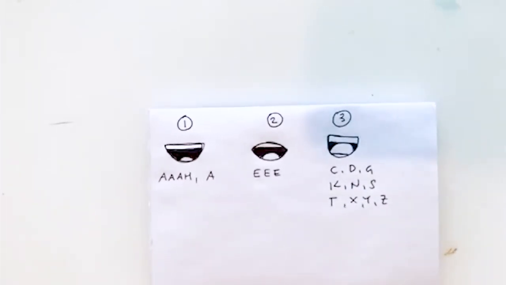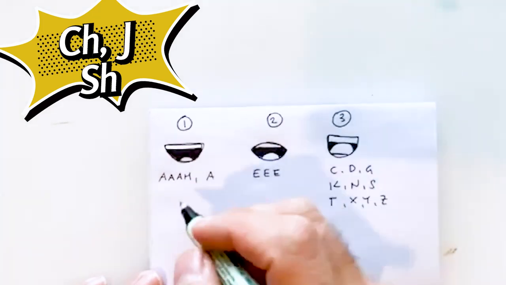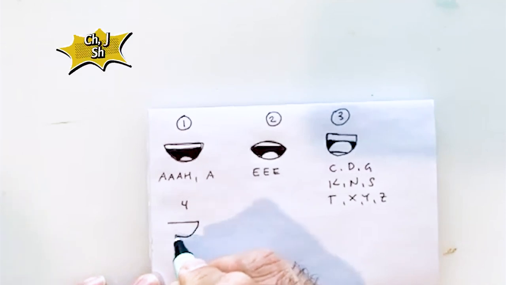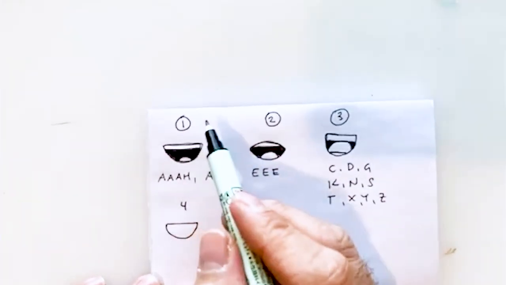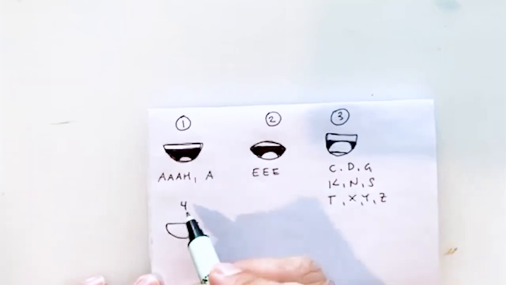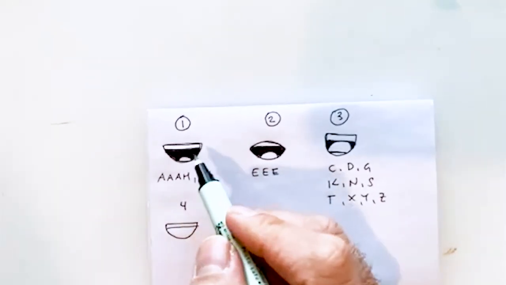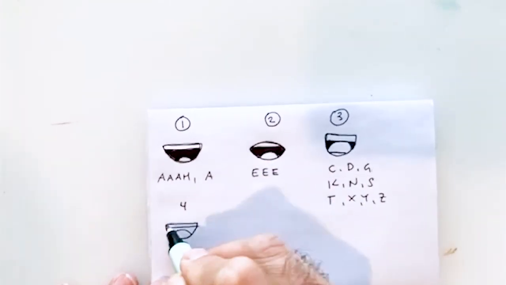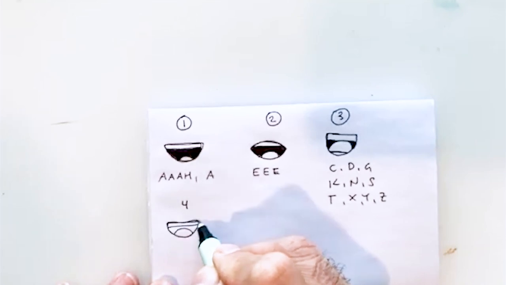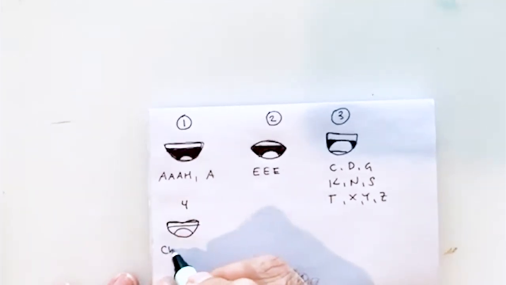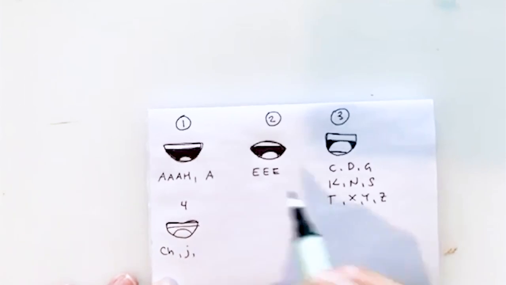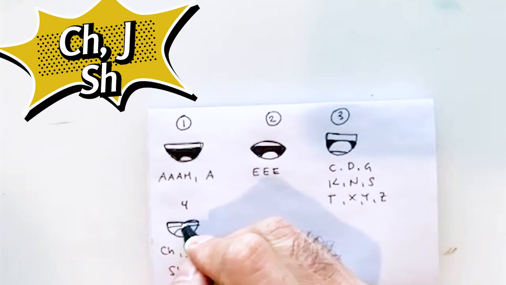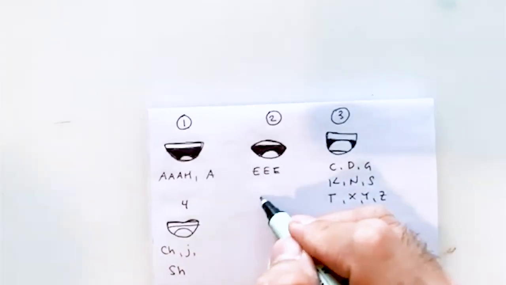Okay, number four is for ch, j, and sh. They sound very similar. And this one, you have another melon shape. It's different than number one because the tongue is higher. Like when you say ah, your tongue is lower. When you go ch, your tongue is a little bit higher. And your mouth, you can even bend this a little bit. So this is for ch, j, maybe like jar, or sh, like sheep, sh, ch. Okay?